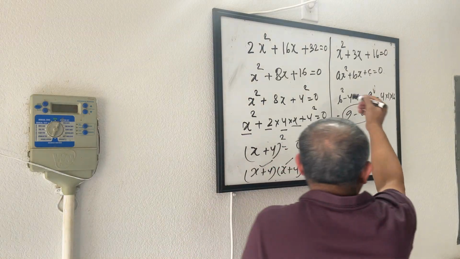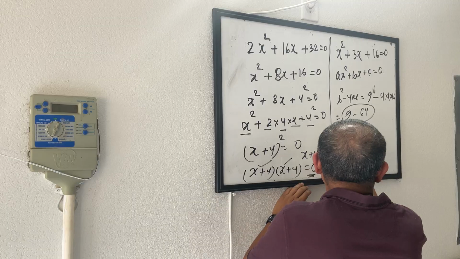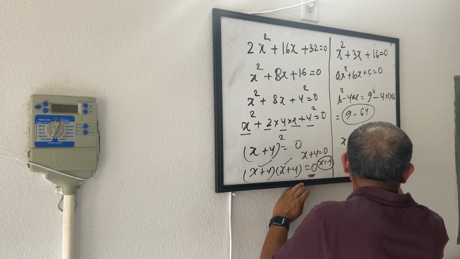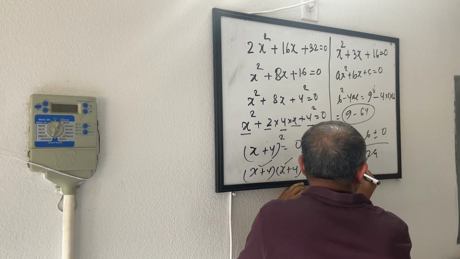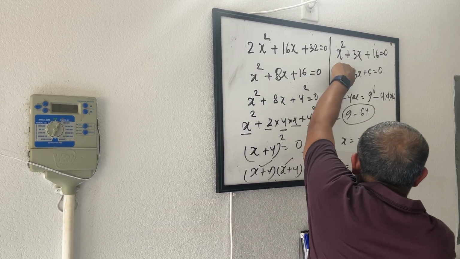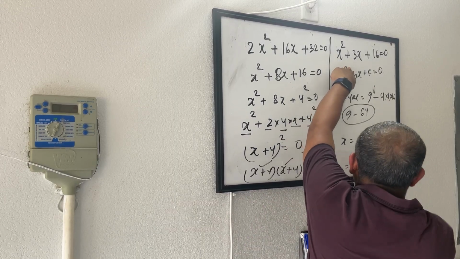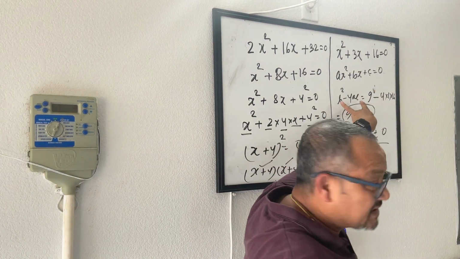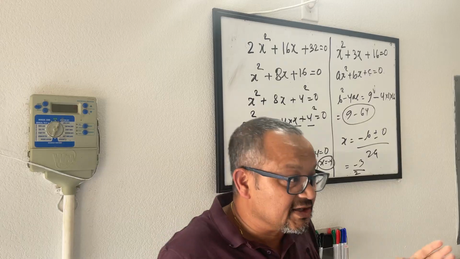If this thing is 0, that means x will be equal to minus b plus or minus 0 by 2a. Plus or minus 0 doesn't make any difference. Minus b, what is my b? Minus 3. What is my a? 1. 2 into 1. That's it. Done.